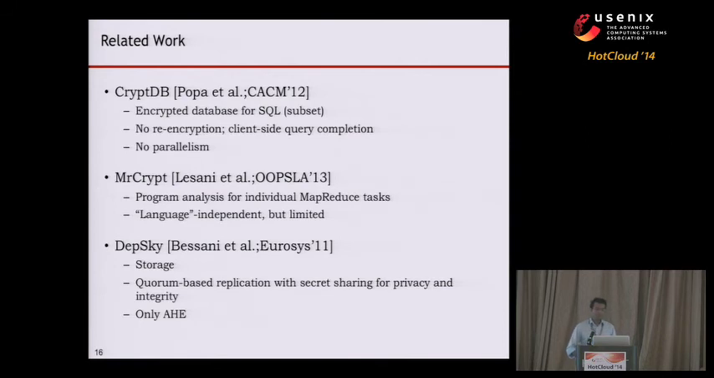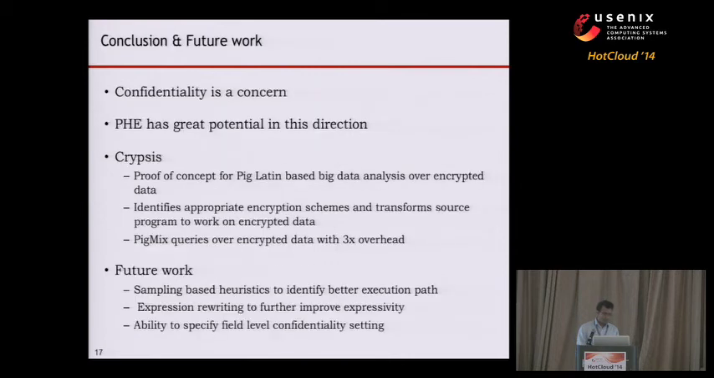Mr. Crypt is a recent work where they tried to translate some of the tasks at a MapReduce level. And DepSky is a storage-based solution which uses secret key sharing. So in conclusion, confidentiality is a concern, and one of the big concerns preventing wider adoption of cloud as a platform. And it is not just fully homomorphic encryption, but also partially homomorphic encryption that has great potential in this direction. In our proof of concept, we use Pig-Latin-based big data analysis jobs, and we were able to perform this with around 3x overhead.